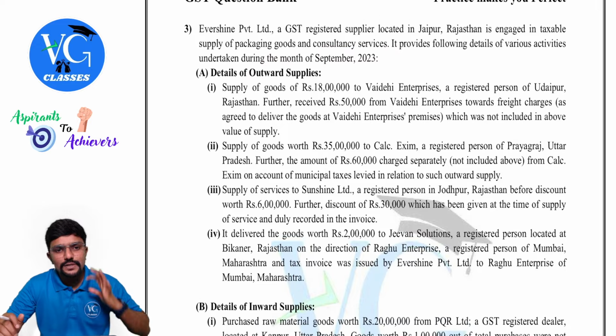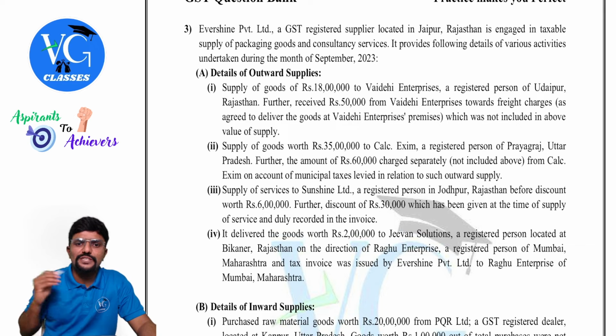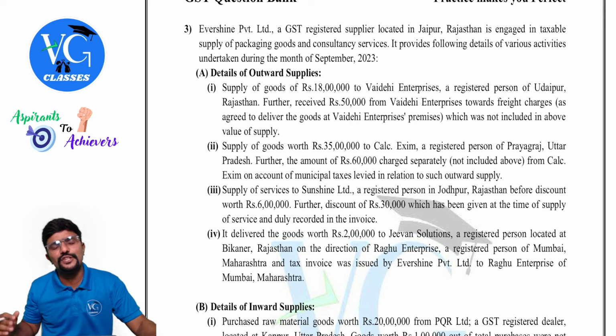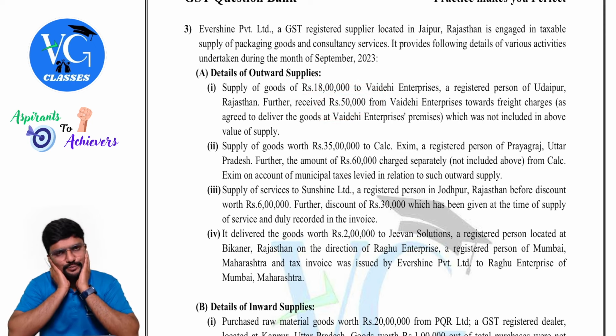Outward supplies. Supply of goods of 18 lakh to Vaidehi Enterprises, a registered person of Udaipur, Rajasthan. Further received 50,000 from Vaidehi Enterprises towards freight charges, as agreed to deliver the goods at Vaidehi Enterprises premises, which was not included in the above value of supply. So how much is the value of supply, guys? 18 lakh plus 50,000. Should 50,000 be included? Yes, as per section 15 subsection 2, it has to be included.